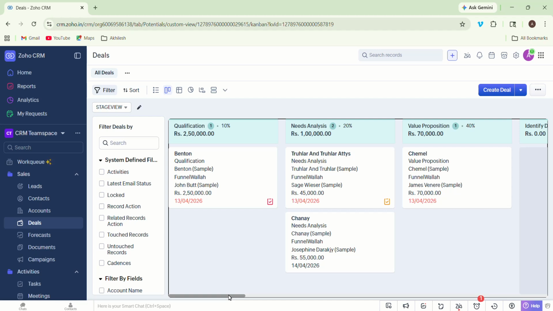Now, these stages were designed for a generic B2B software sales process, probably in the US and probably in 2005. If you are running an EdTech admissions team in India, what does value proposition mean to your counselor? What does identified decision maker mean when you're talking to the parent about the child's future? Nothing. Why am I considering EdTech here? Because it's a more relatable example instead of software and other things.